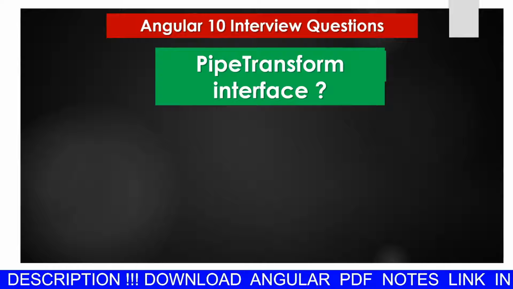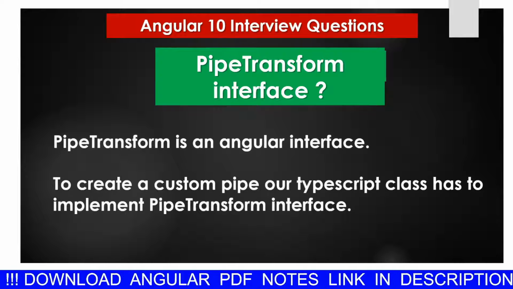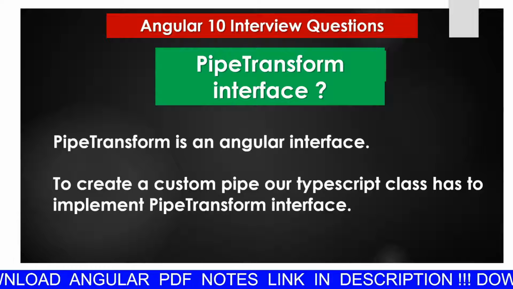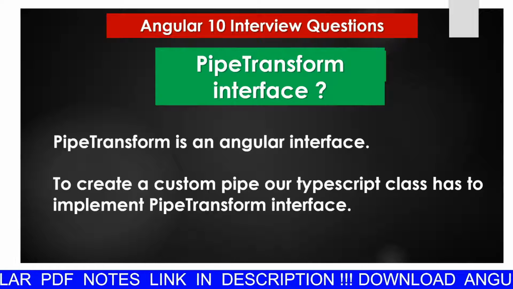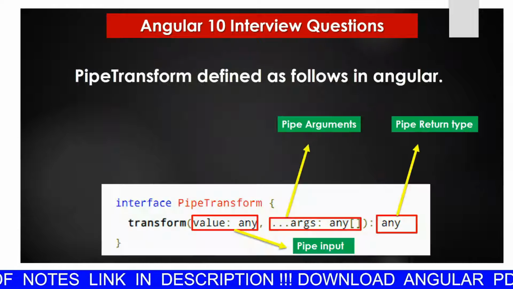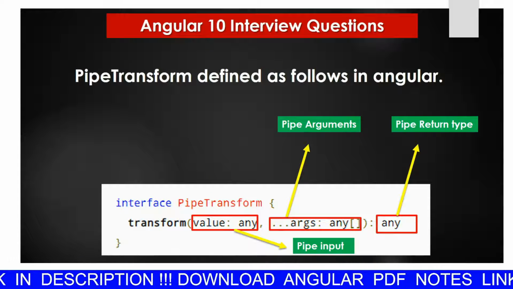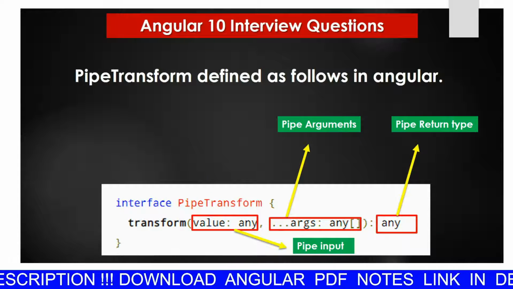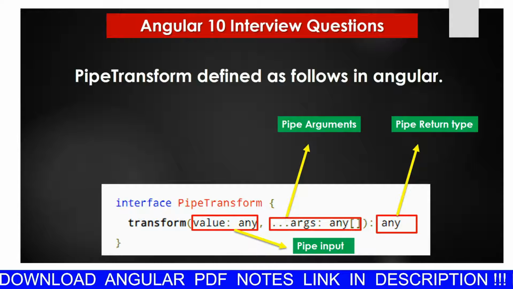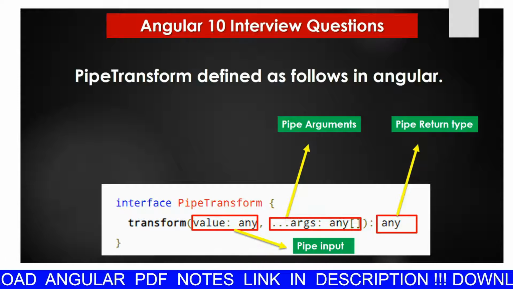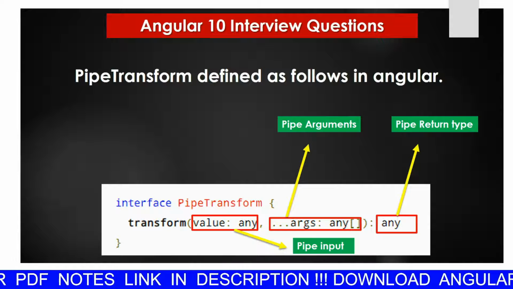Next question, what is pipe transform interface, guys? PipeTransform is an Angular interface. To create a custom pipe, our TypeScript class has to implement the PipeTransform interface, guys. PipeTransform is defined as follows in Angular, guys. This is the syntax of the PipeTransform interface. Inside this, there is a transform method with two parameters. First is pipe input, second is pipe output, and there is a return type of any type.